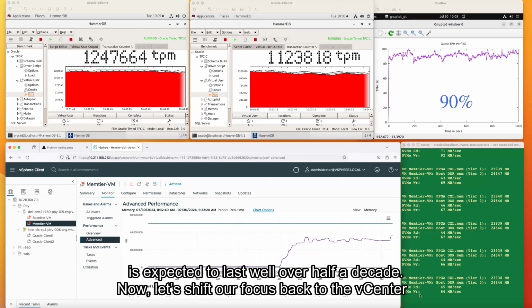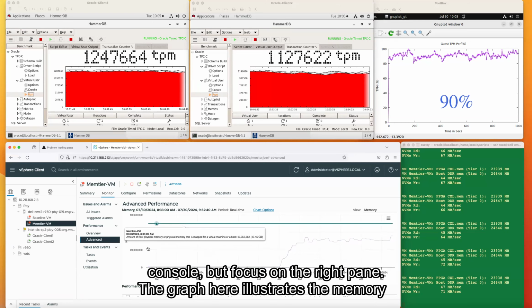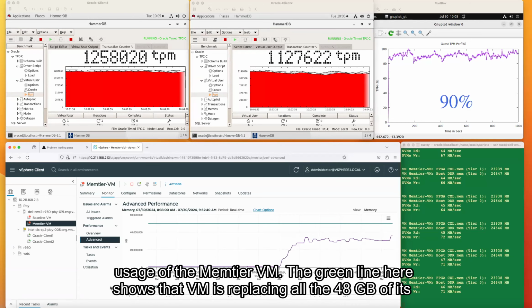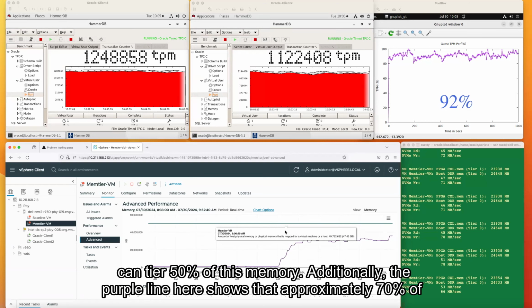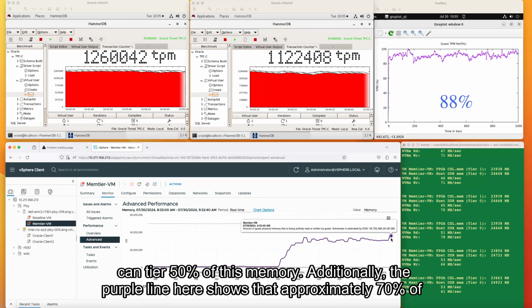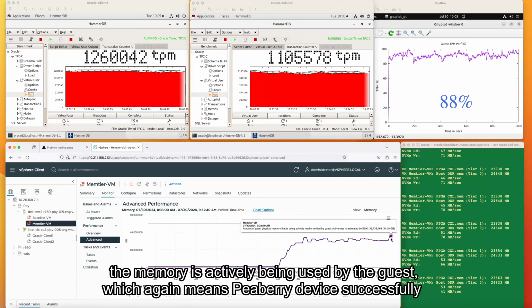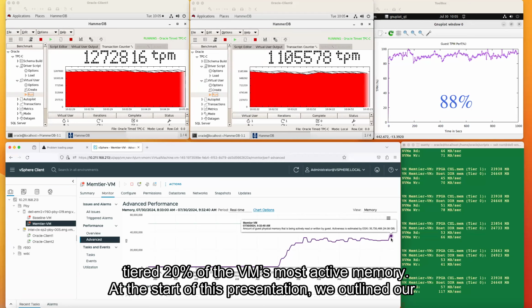Now let's shift our focus back to the vCenter console, but focus on the right pane. The graph here illustrates the memory usage of the memtier VM. The green line here shows that the VM is utilizing all 48 gigabytes of its configured memory. And in our demo, we already demonstrated that the Peaberry device can effectively clear 50% of this memory. Additionally, the purple line here shows that approximately 70% of the memory is actively being used by the guest, which again means the Peaberry device successfully cleared 20% of the VM's most active memory.